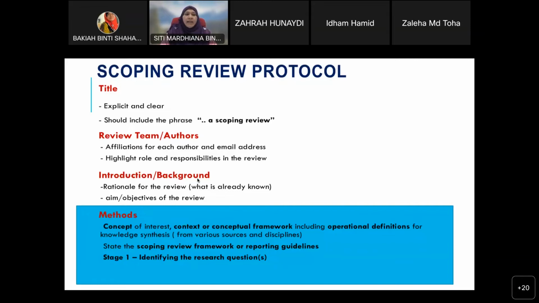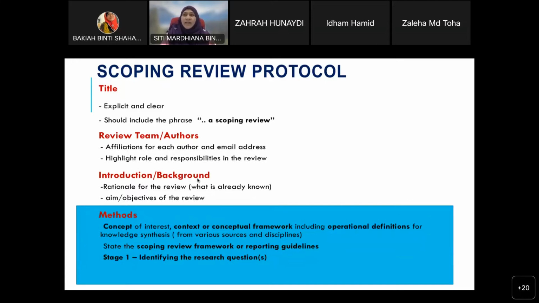So, looking at the Arksey and O'Malley method, the first stage is to identify the research questions. For example, again, with the title of the role of precision medicine in breast cancer management, what are the research questions you can have? You can have, for example, what are the current evidence on the role of precision medicine?